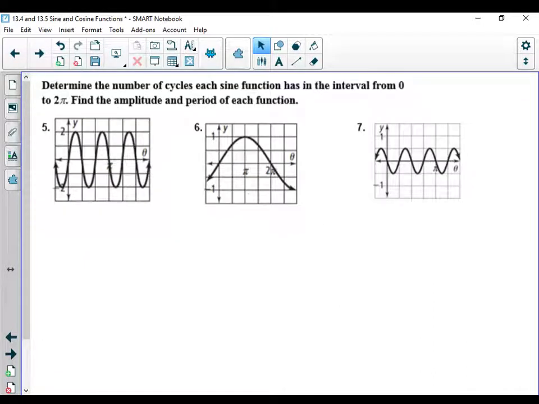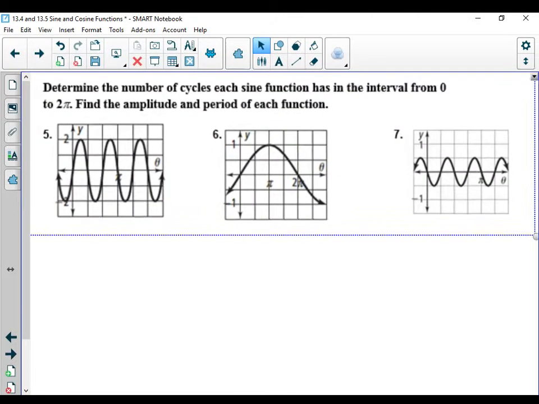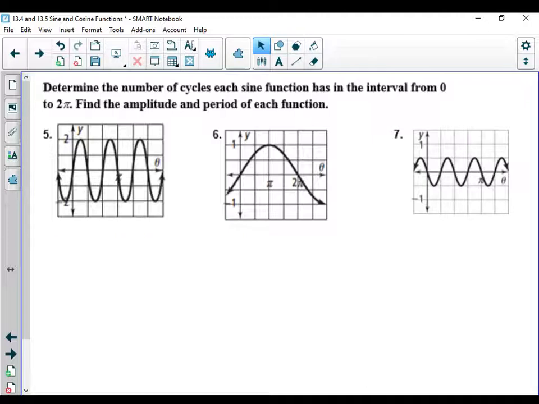All right, so let's check out these 3 graphs. I know they're hard to read, so I'm going to point out some stuff to you. This is 2 pi here. This is 2 pi here. And this is just pi, okay?